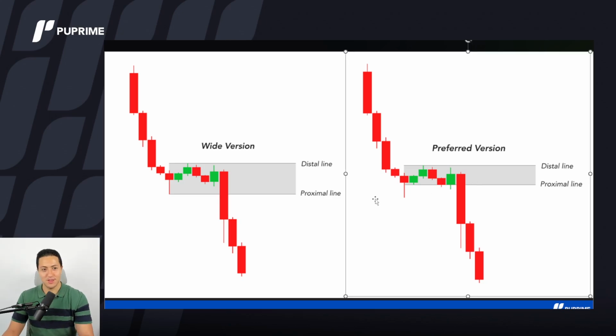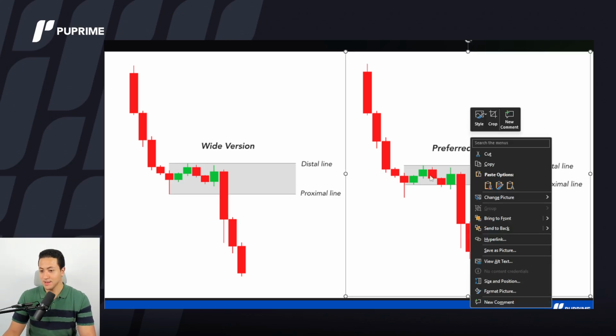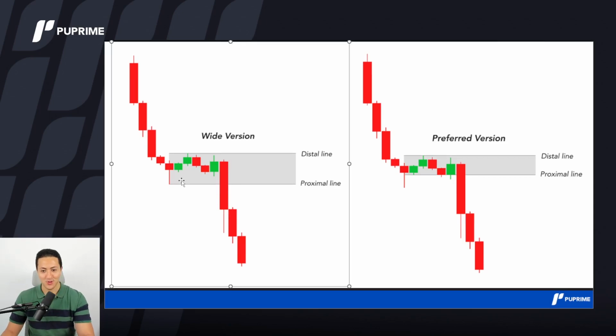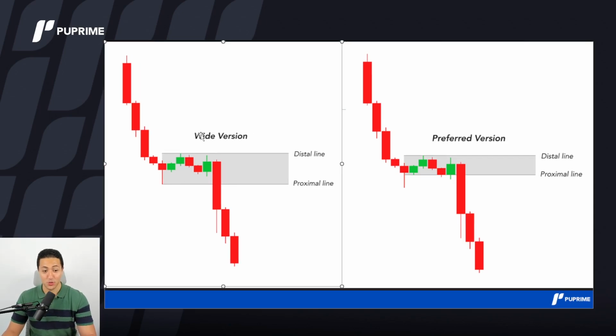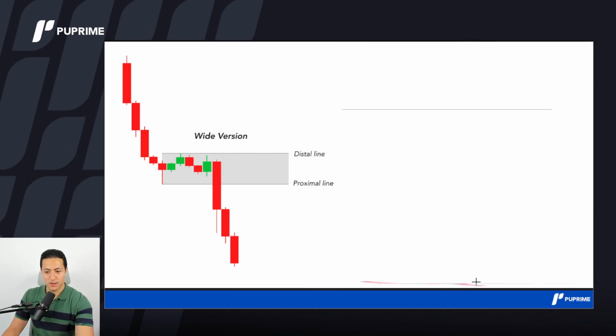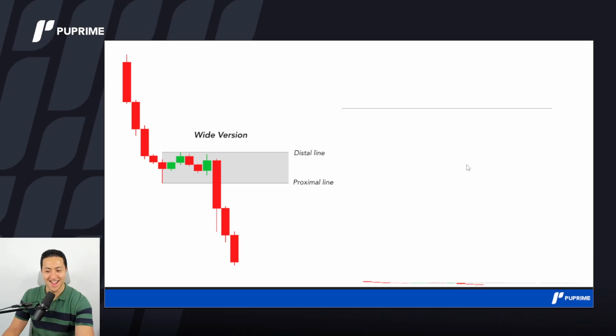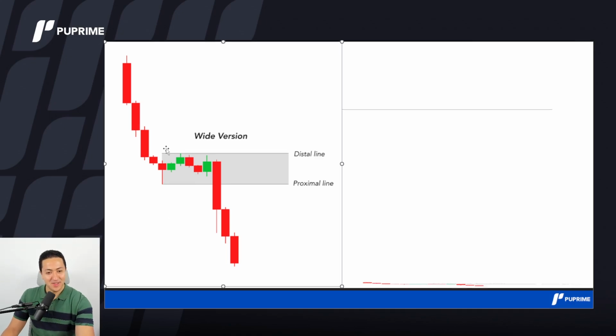Okay. Where is it? I don't want you to focus on this one. Just focus with me on this one first, which is the wide version. So it's a drop, base drop. The distal line. Okay, so that's the wide version. That's how you can actually draw the zone on the supply and demand in a drop, base drop.